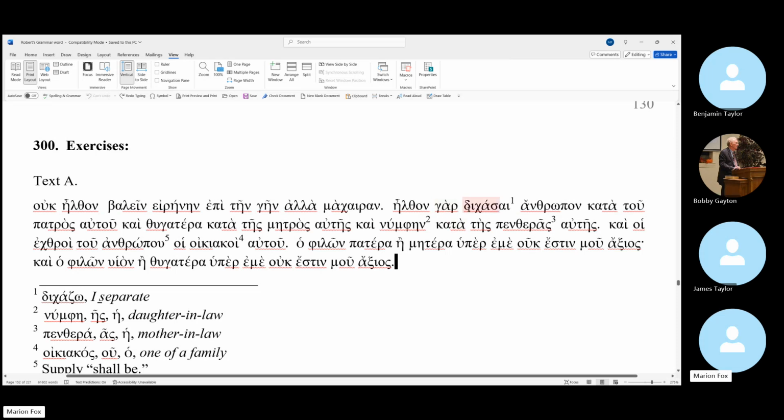Okay, to cause, to bring, to separate. Right. To separate it. All right. And so the man is separated, and so he is doing the separating. Jesus is not doing the separating. The man is doing the separating.